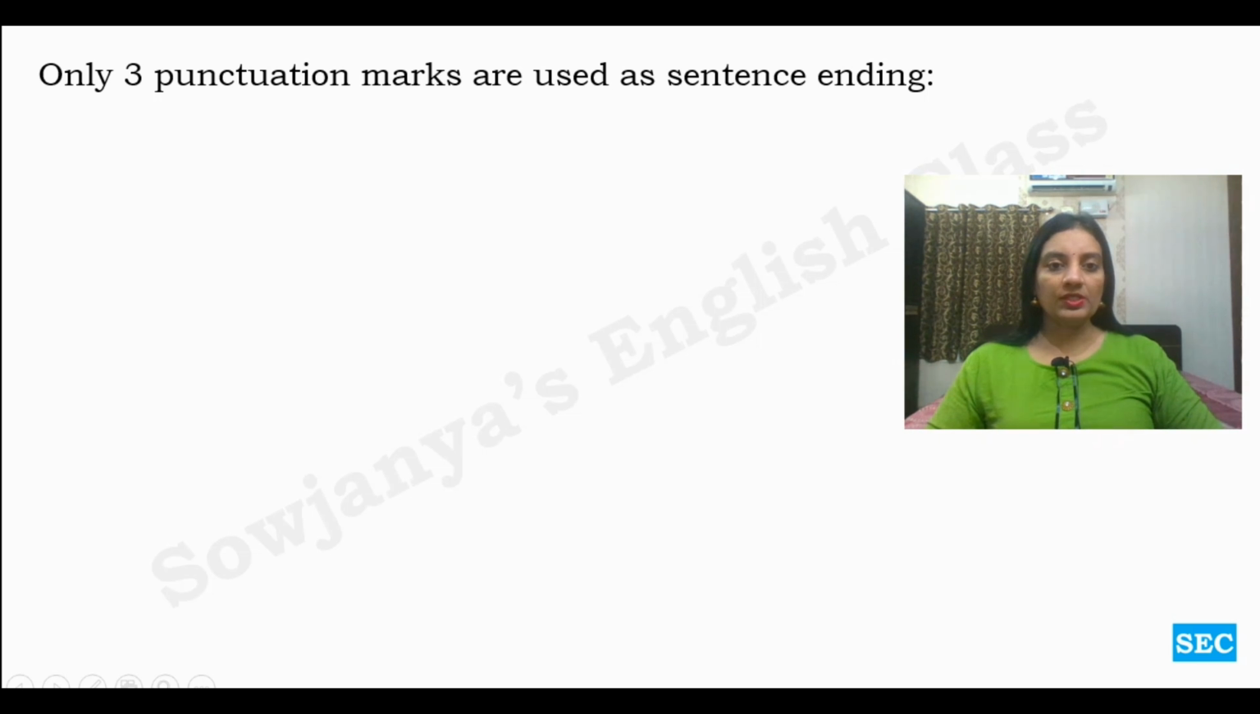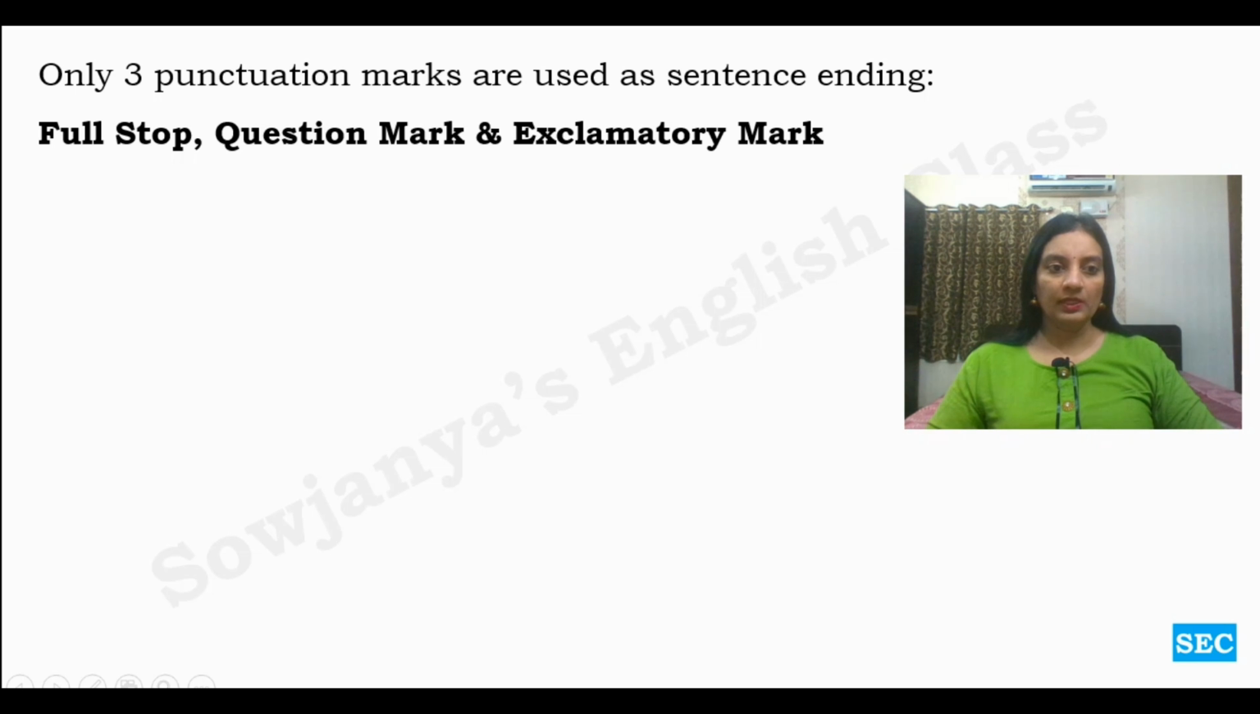Only 3 punctuation marks are used as sentence endings. Let us see what they are. First one is full stop, second one question mark, and third one exclamatory mark. Whichever sentence you take, they end either in full stop or in question mark or in exclamatory mark. That's it. Let us learn more about full stop.